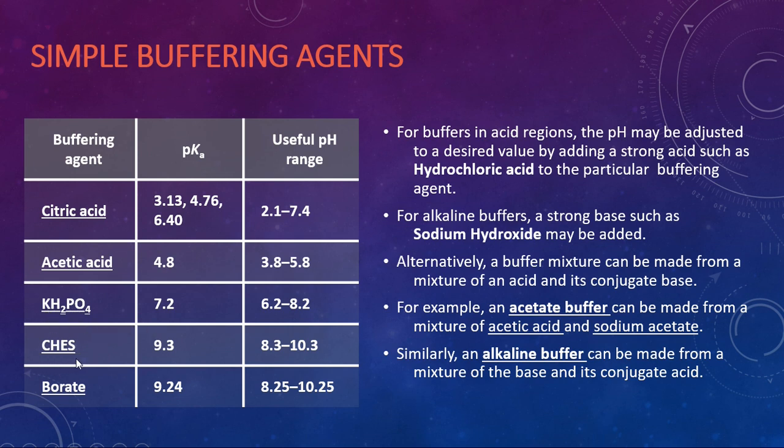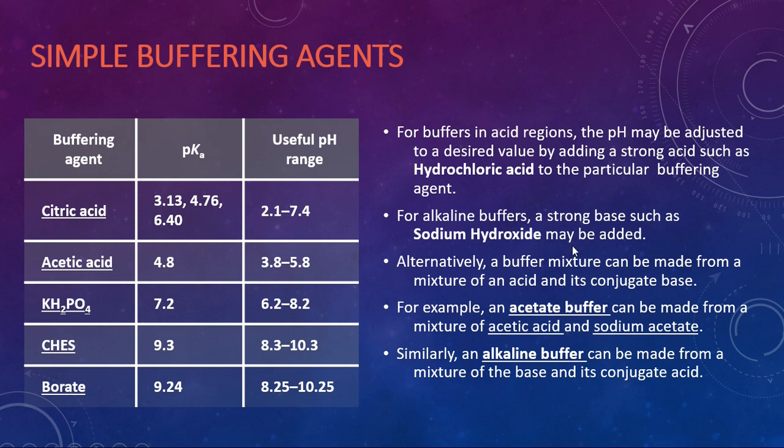CHES does not mean a play. The full form of CHES is cyclohexylaminoethane sulfonic acid. It has a pH range of about 8.3 to 10.3. Then borate is 8.25 to 10.25. So these are the pH ranges at which we use the respective pH buffers.